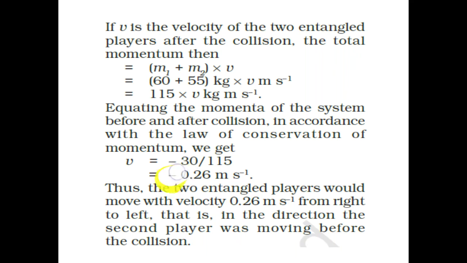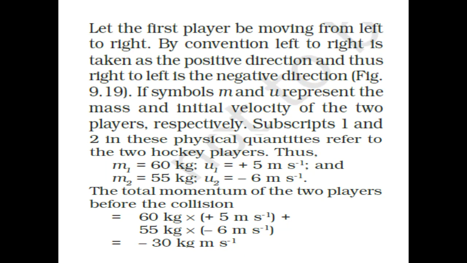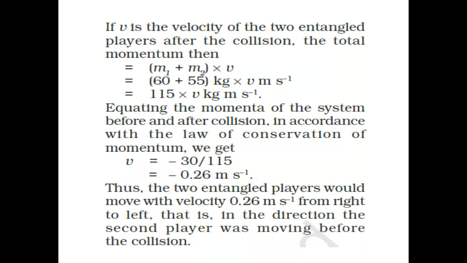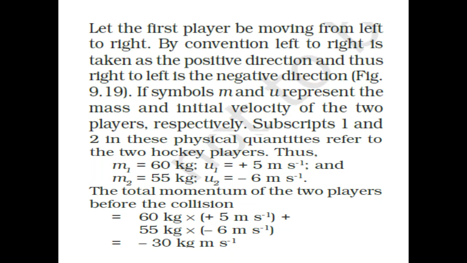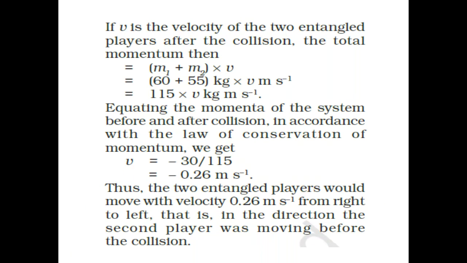This minus sign is showing in which direction these both players are moving. The second player's velocity we have taken negative, and in the answer also we get the negative velocity. So these both are moving in the same direction in which the second player was moving.